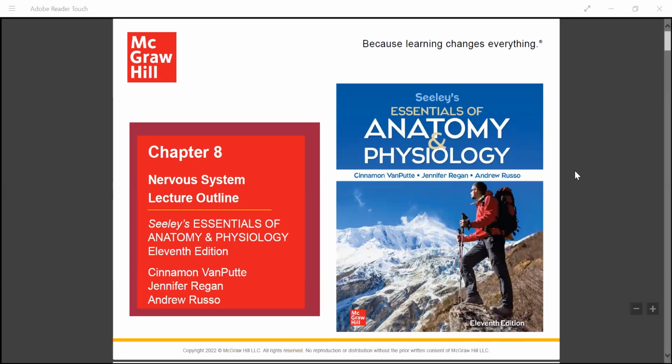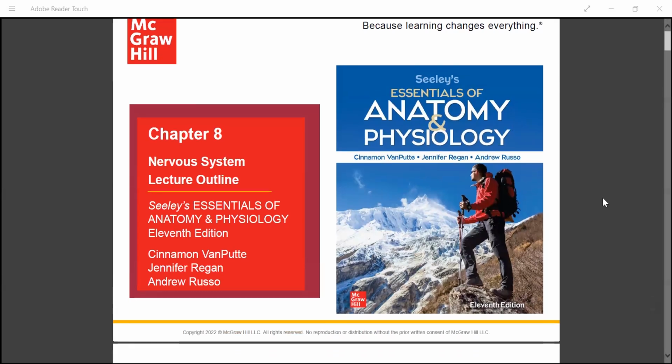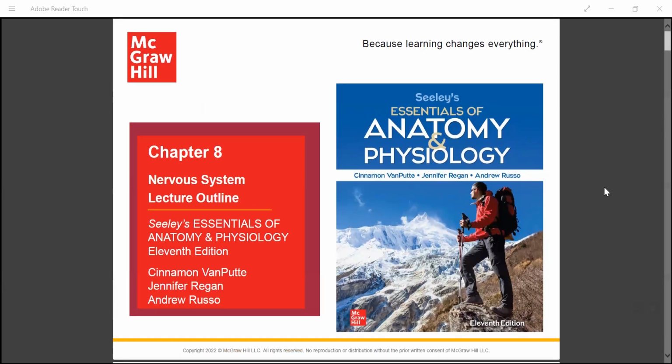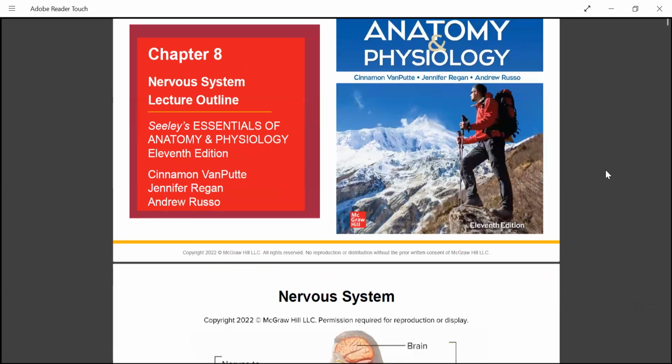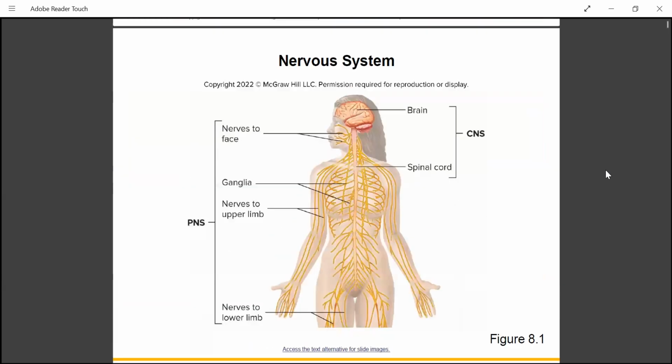Okay, guys, we are going to work on chapter 8 now. It's our nervous system. This is definitely the largest portion of our next unit, and the lecture seems really long. There's a lot of diagrams along the way to help us understand these concepts. So I'm going to break this into parts.